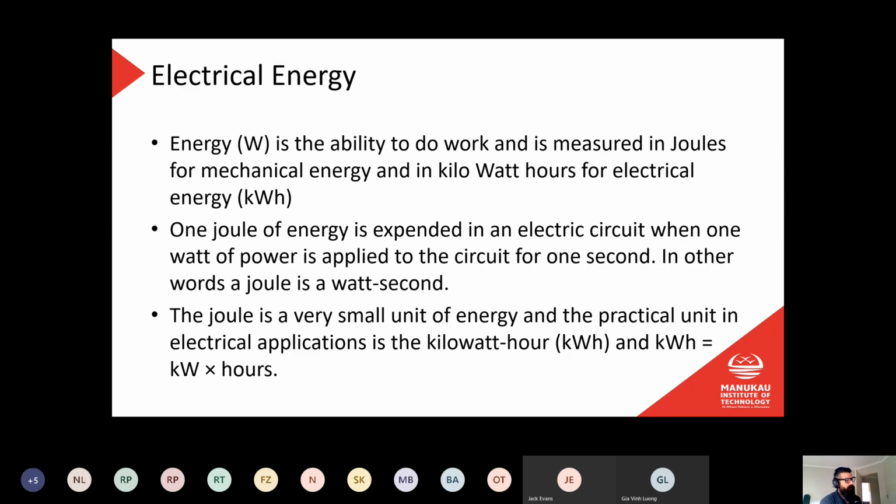The joule is a very small unit of energy, and the practical unit in electrical applications is a kilowatt hour, which is kilowatts times hours. Remember when we talked about this yesterday, a kilowatt or a watt is a measurement of the rate of using energy. It's not a unit of energy in and of itself. It's the rate of using energy. So without that time component, kilowatt by itself doesn't really tell us much.